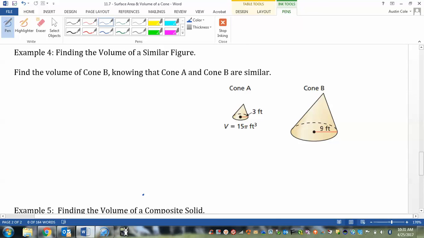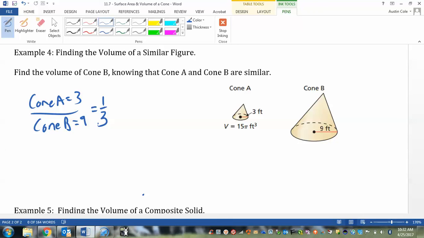So if we want to look for a proportion there, we have a radius of 3 on cone A. Cone B equals 9. 3 divided by 9 is 1/3, right? So if you want to go from cone B to cone A, you have to times everything by 1/3, for dimensions. Does that make sense? If you want to go from cone A to cone B, you times it by 3, right?